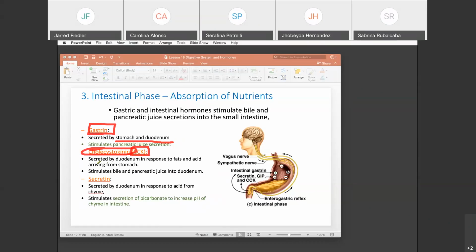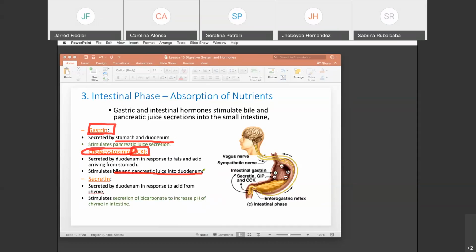This particular hormone is going to be secreted by the duodenum in response to fats and acids arriving from the stomach. Remember, your duodenum is the very first section of your small intestine, right? Right as all the chyme exits your stomach, it's going to enter that area. And what this CCK does is stimulate bile and pancreatic juice into the duodenum.